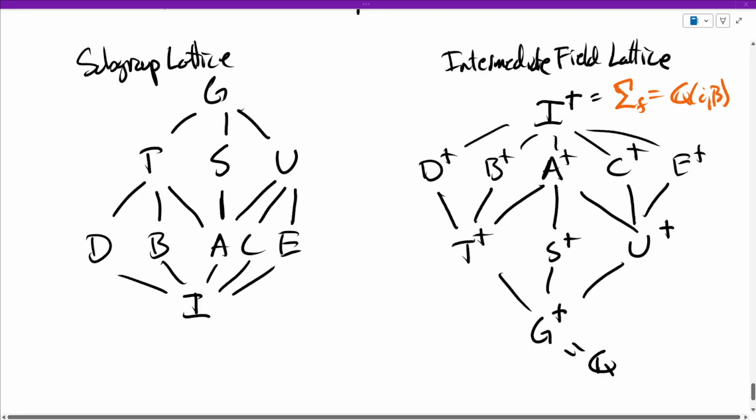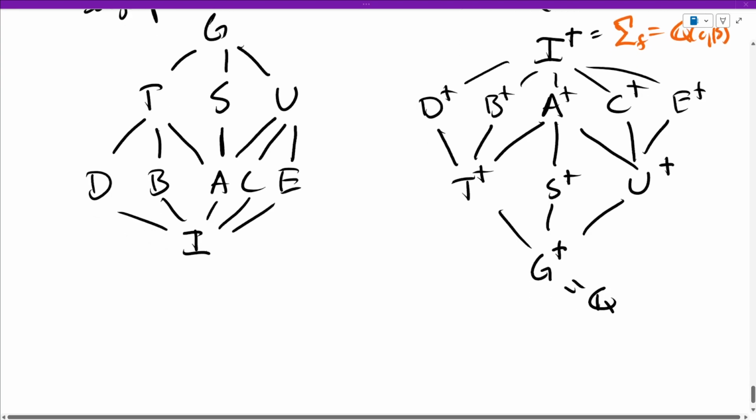Okay, so we're working on the intermediate field lattice. We know roughly what it has to look like from having an understanding of the subgroup lattice on the left, but we need to actually go in and compute what these fields are. So that's our task now. We know some things from the fundamental theorem of Galois theory.